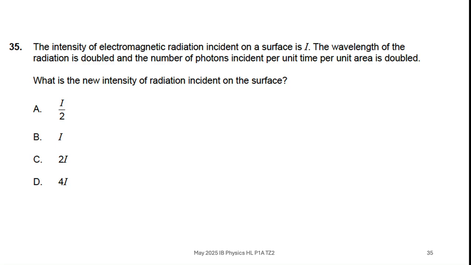Here we go. There's a question about the quantum model of light, i.e. the idea of photons. As ever, please have a look, and when you're ready to see an explanation, hit play to see if you agree with me.